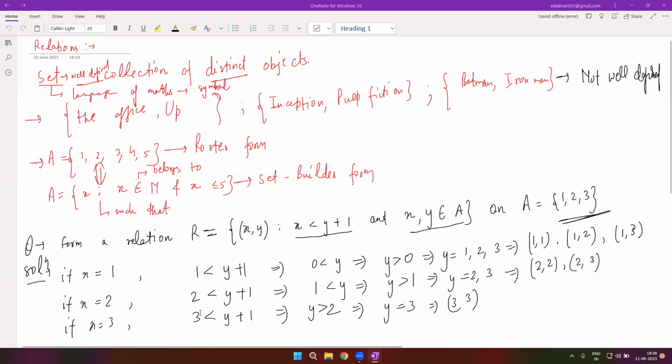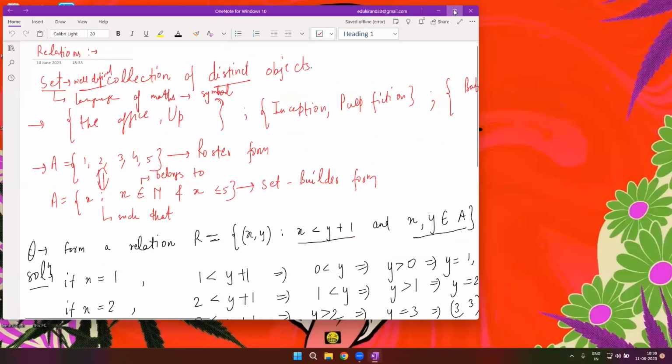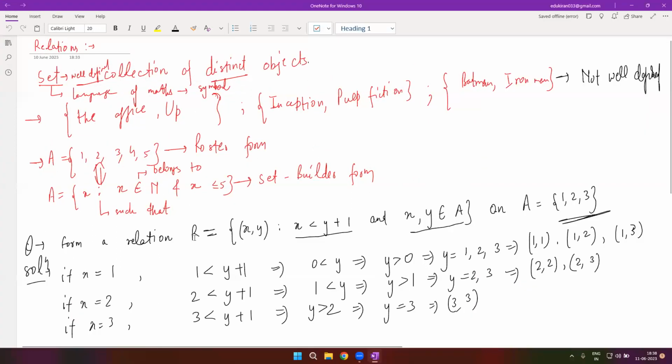Starting from where we left, we were solving this question. So we have to form a relation R. Yeah. So we have discussed first sets.